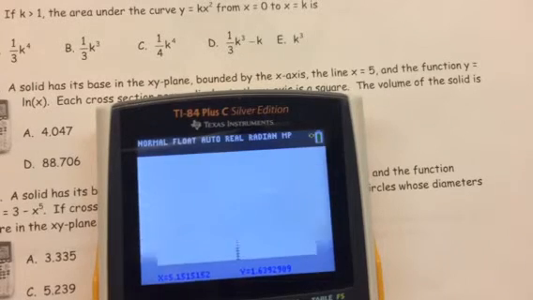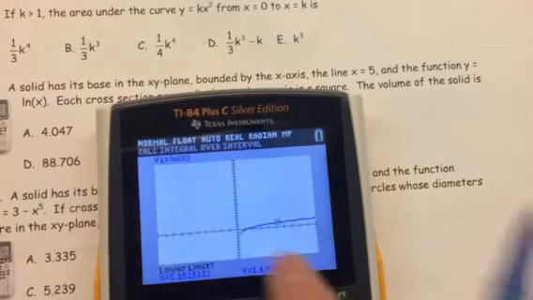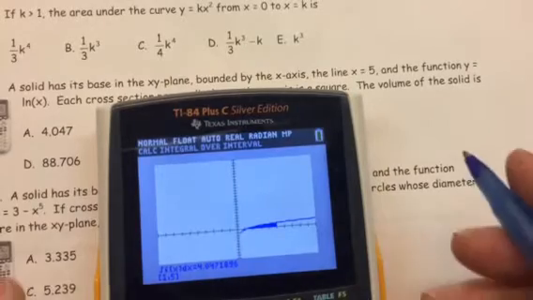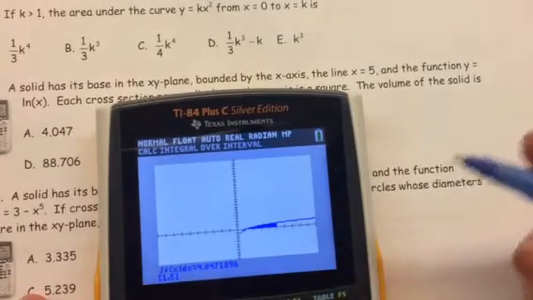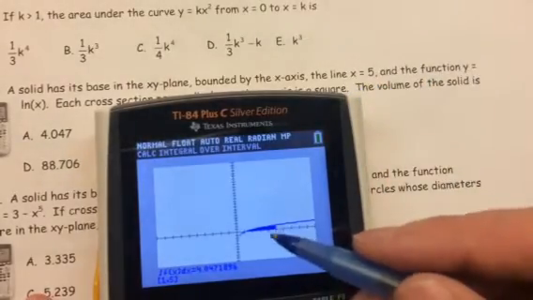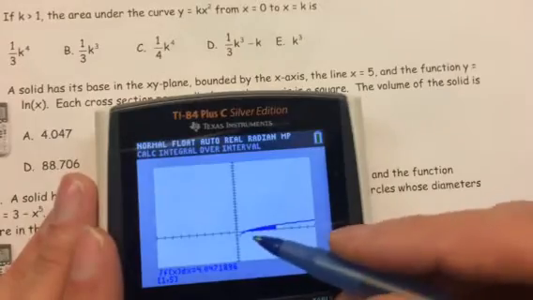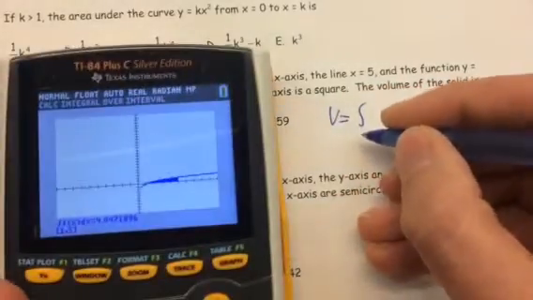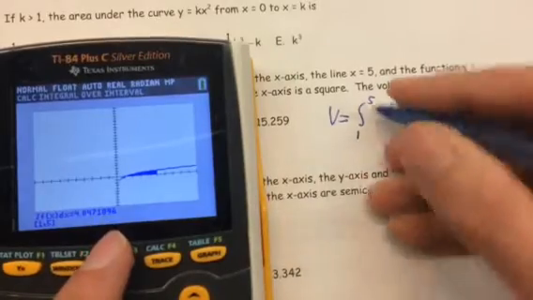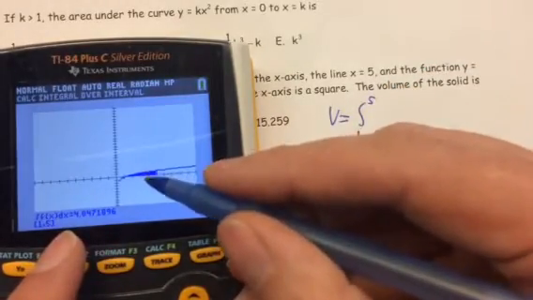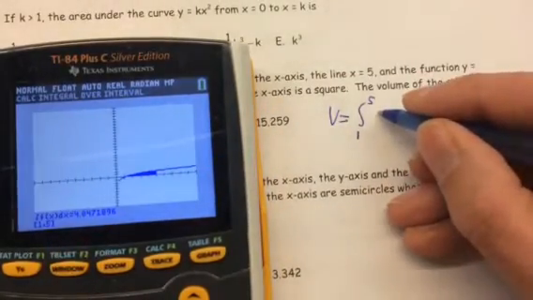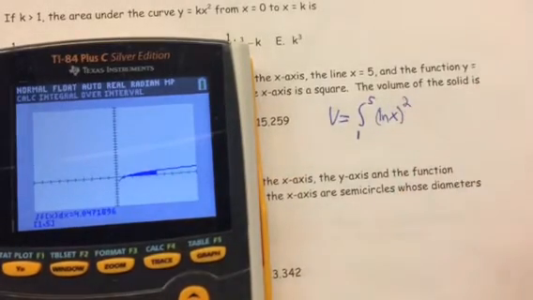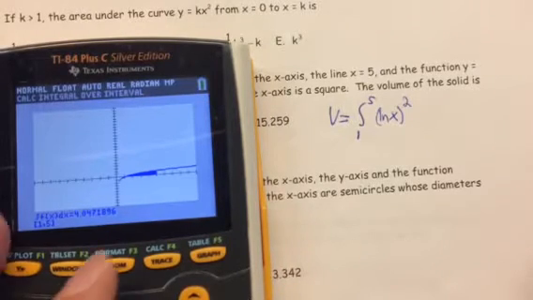If I want to look at what the base is, it's the integral not from 0 to 5, but from 1 to 5, because that's where it intersects with the x-axis. So this is the base. And it says the perpendicular cross sections are squares, so we end up with these squares sticking up. The volume is equal to the integral from 1 to 5, because that's where it begins, of the area of each one of those squares. At any given point, the height of the square is natural log of x, so the area of the square is natural log of x squared. So that's what we're doing.